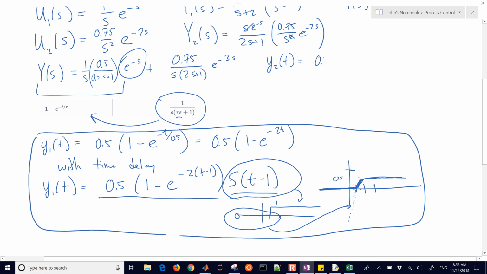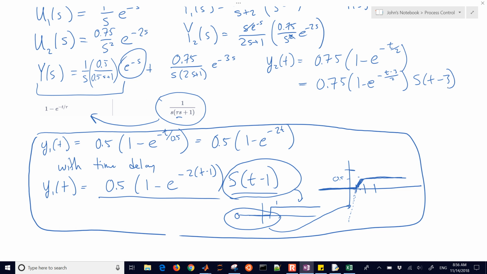Okay, very similar. We just have 0.75 times 1 minus e to the minus t divided by 2. Okay, and then when I apply the time delay, 1 minus e to the minus, and then this is going to be t minus 3 divided by 2, and then step of t minus 3. Okay, this is going to come up to a value of 0.75, and it's going to have a time constant of 2, and it's going to start at, let's see, this is going to be 1, 2, 3. It's going to start here, and it's going to come up to 0.75. So eventually come up to that level right there, but it's going to get 63% of the way there in 2 time constants. So it's going to look kind of like that.